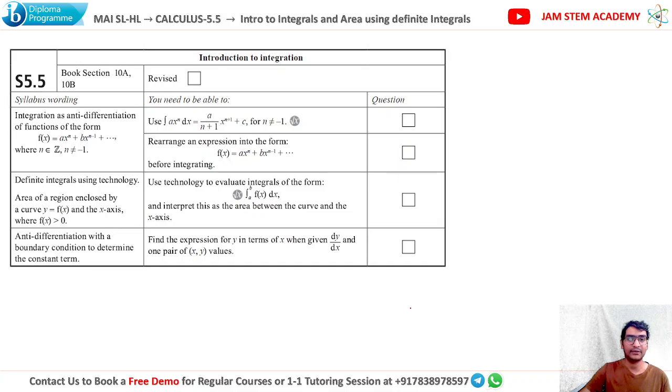Okay, so that's it for this session, and now we have covered how to integrate the function, where n is not equal to -1. Rearranging the terms means first you need to simplify the expression, convert it into that standard form, and then only you can integrate it. Using technology, evaluating the integrals of the form means finding the area under the curve, and also finding the expression for y with the given dy over dx value. It means finding that constant of integration value with the given information.